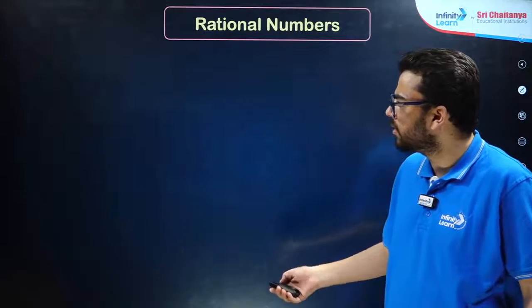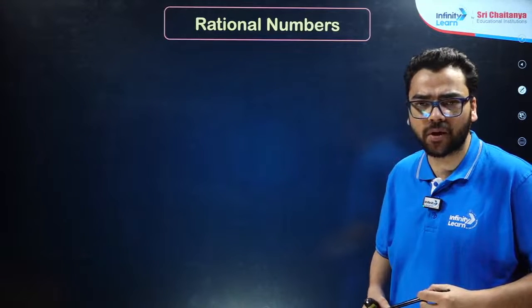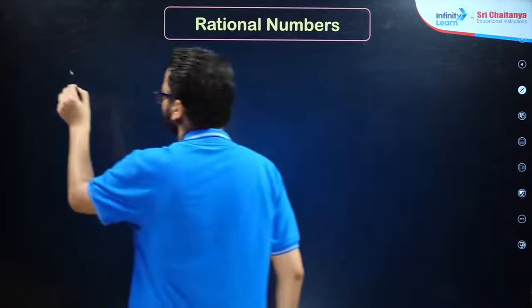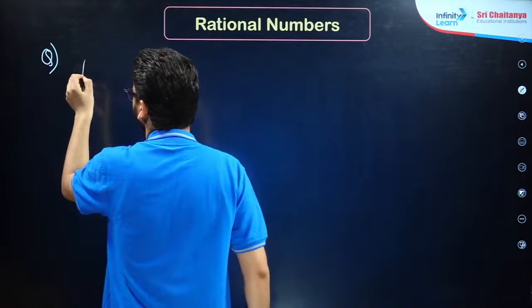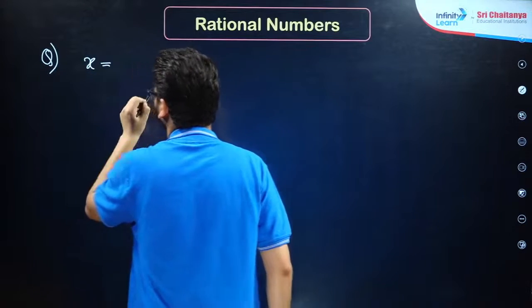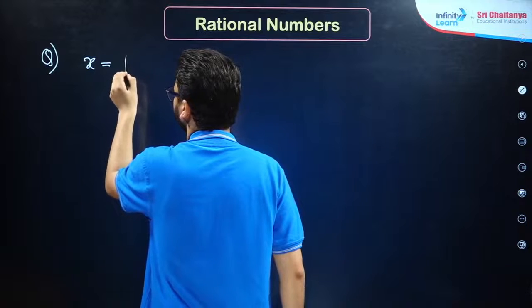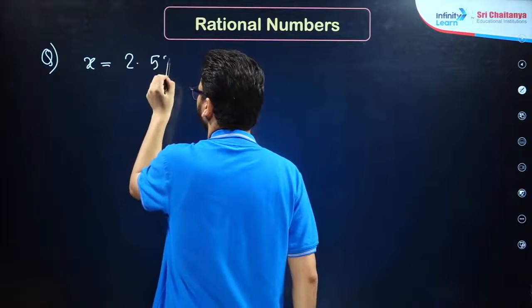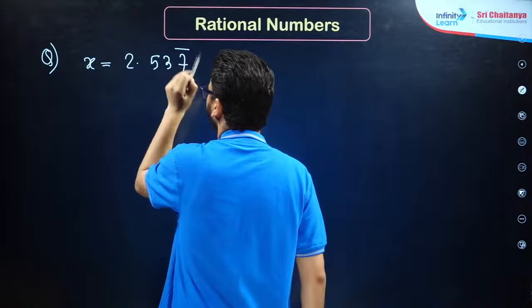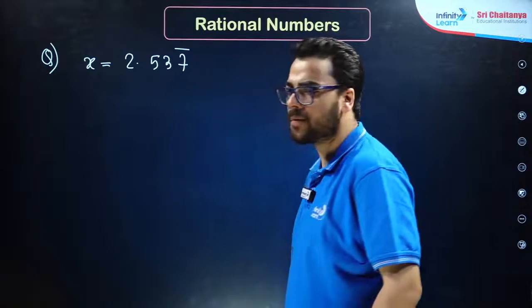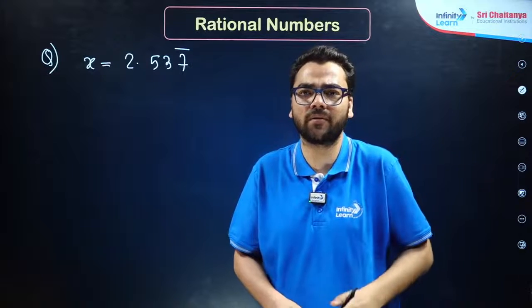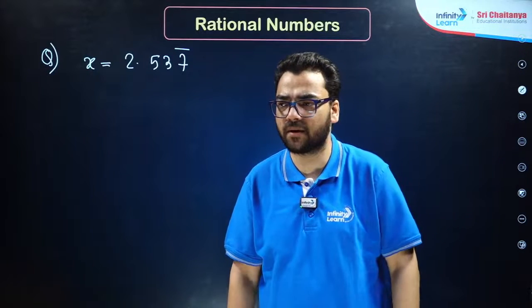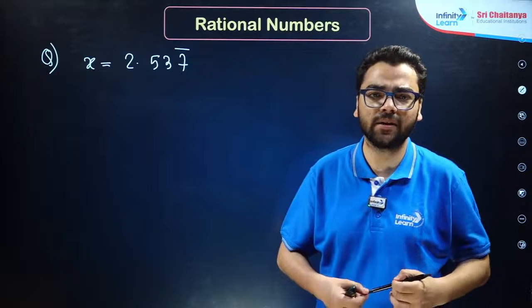Fine. For example, I am giving one different question. And I put a bar over it. Can you convert it in the form of P by Q? Because this is also a rational number, so you must be able to convert it in the form of P by Q as well. Can you try doing that?